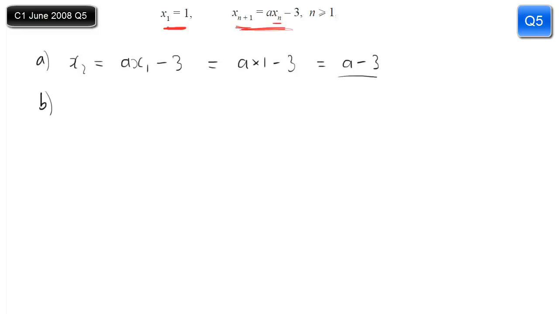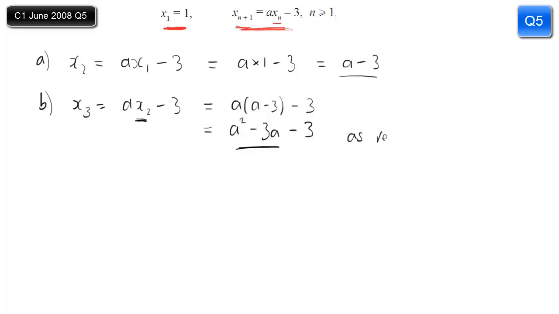Part B then, show that the third term x3 is that. So using the same formula again, x3 is going to be a times x2 take away 3. Okay, so we just put in what we have for x2 from part A. So a times a minus 3 take away 3. And we just have to tidy that up and multiply it out. a squared minus 3a minus 3, and that is what we were required to do.